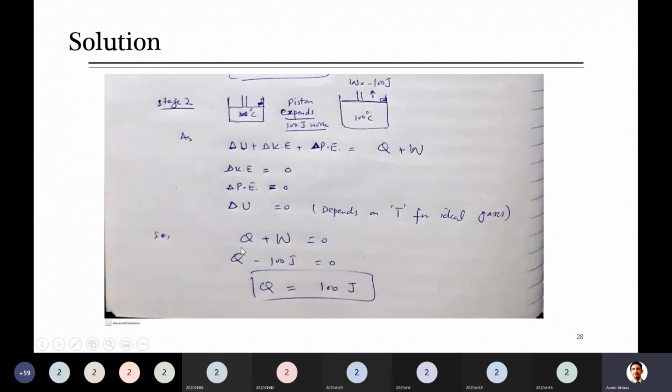So in order to do that work, heat will be needed, and that heat will enter from the surrounding into the system, because this cylinder is already placed in the boiling water. So in order to push this, that heat comes from the boiling water. Due to this reason, I wrote here Q plus W is equal to 0, and W was work done by the system, minus 100. And here I calculated that for doing this work of 100 joule, I need 100 joule getting into the system.